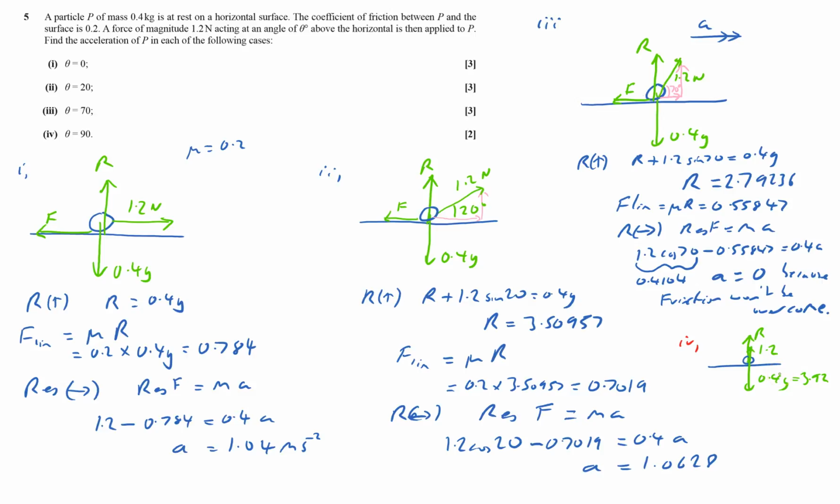Therefore it's not going to be accelerating upwards. If the force applied to it was bigger than 3.92, so if this force was 5, then it would be accelerating upwards, but it's not. That's 3.92. It's only got 1.2 up there, therefore the particle won't move, and therefore acceleration equals 0 for this one as well. And that's question 5 done.